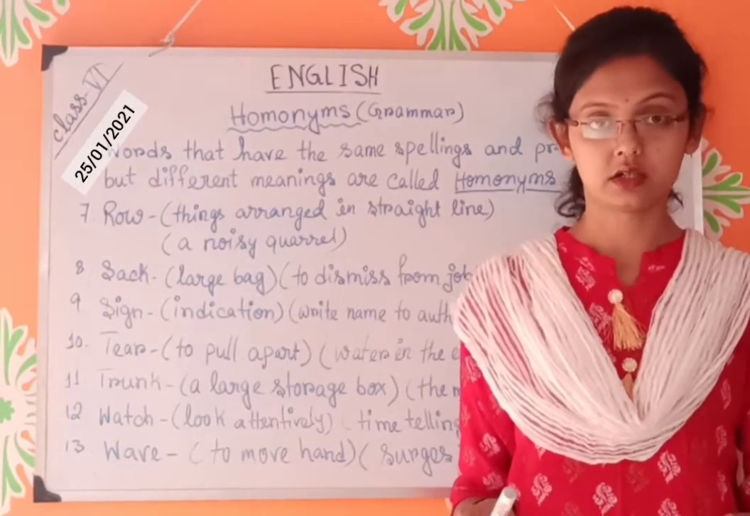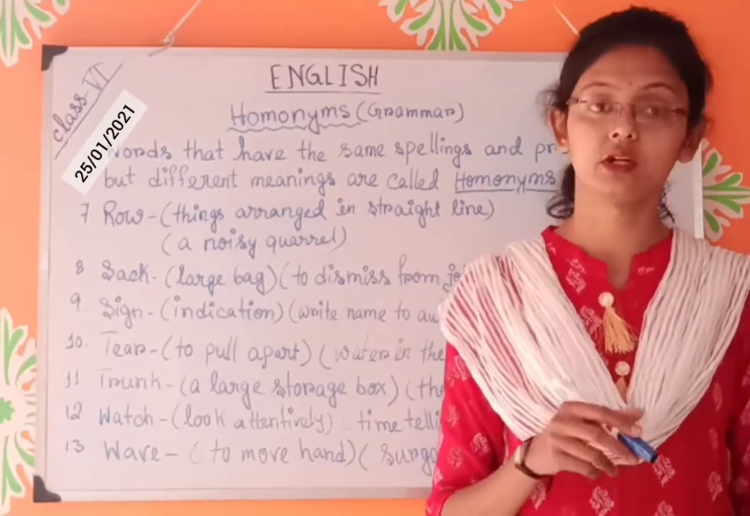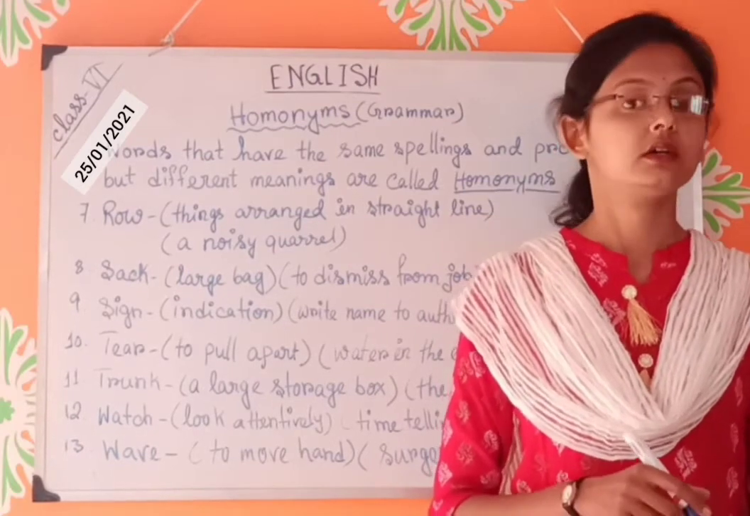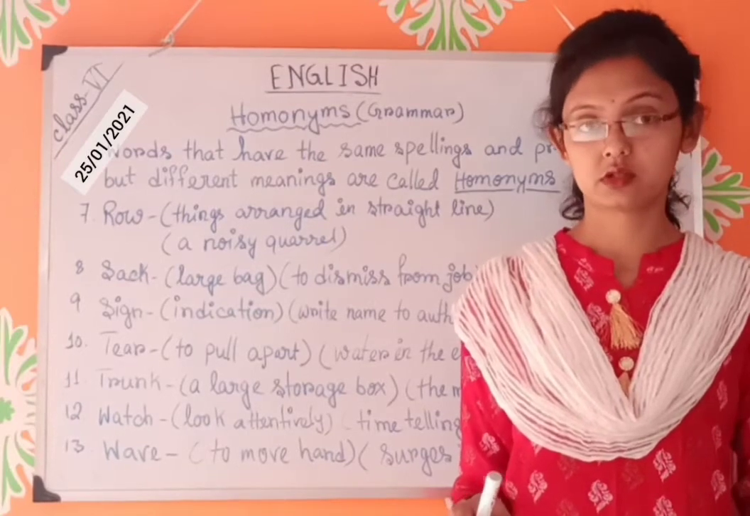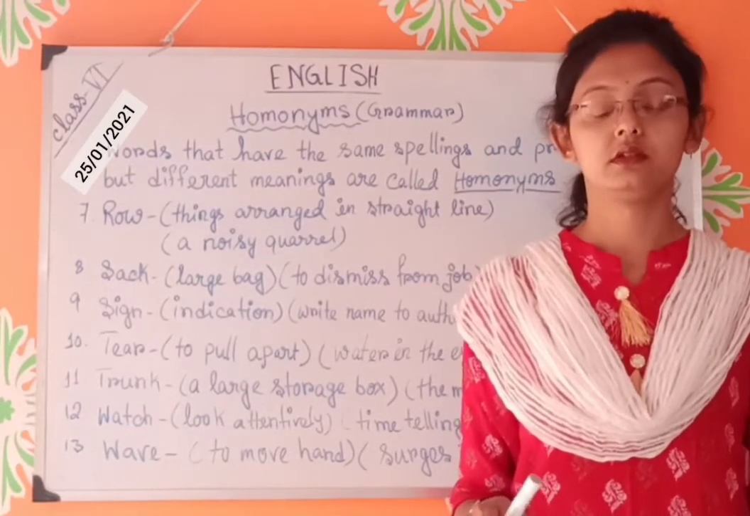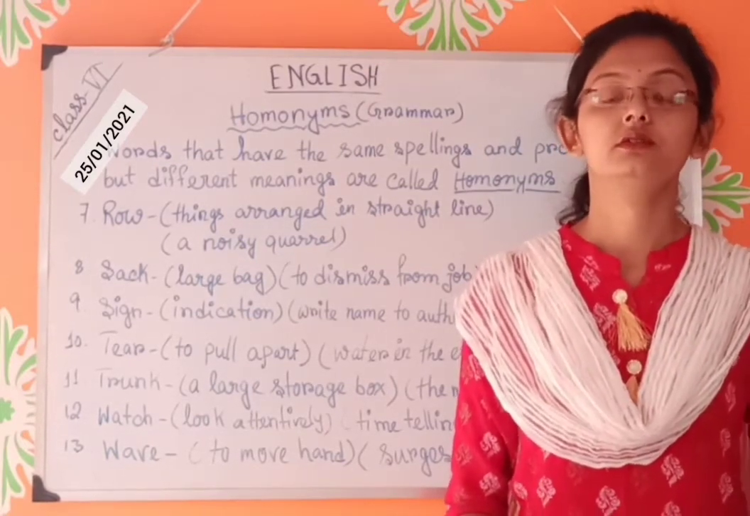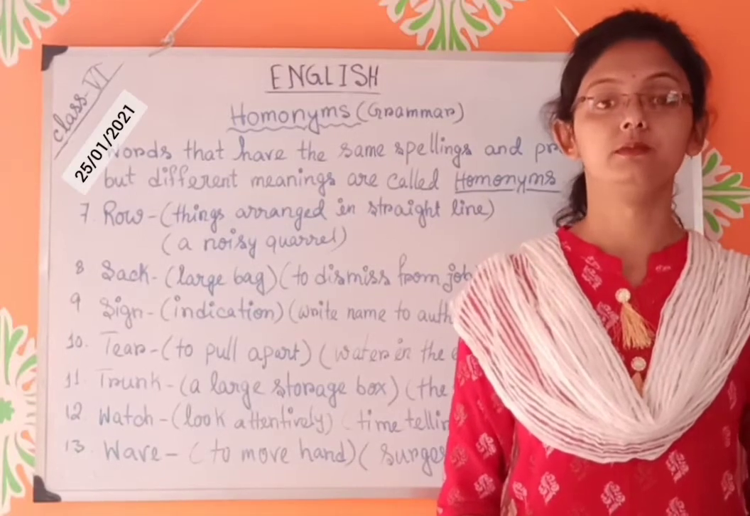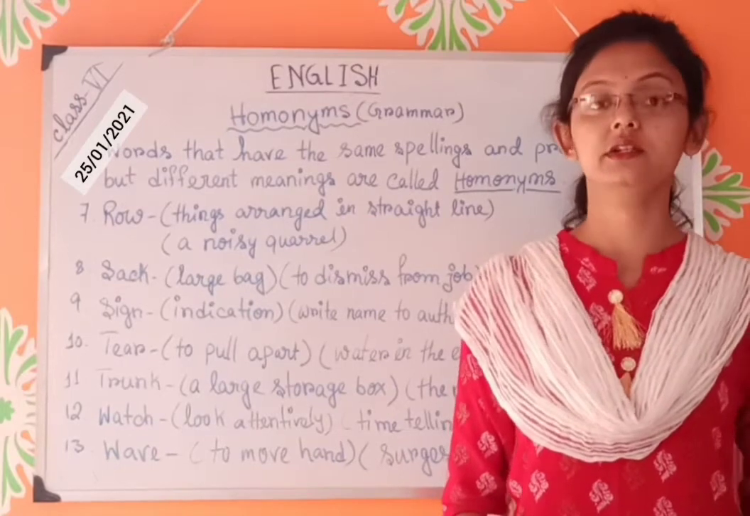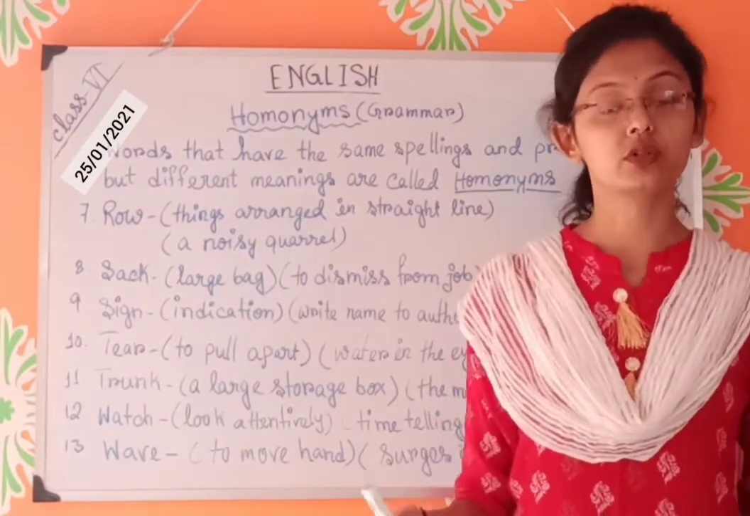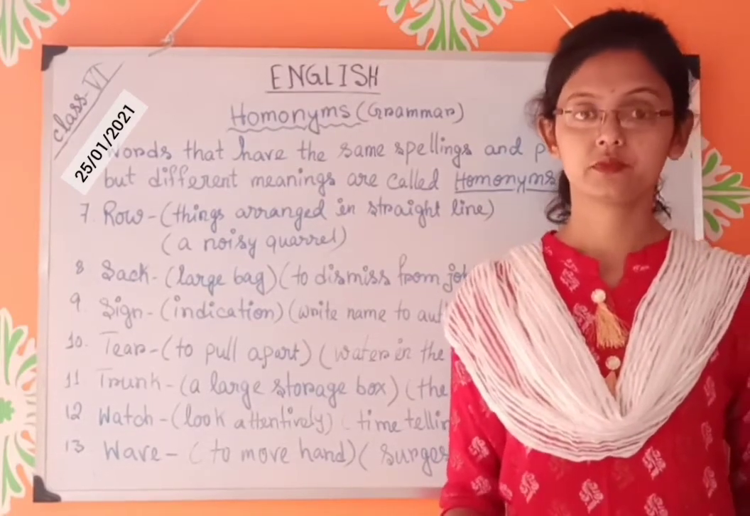Next is trunk. Both trunks are spelled the same and the pronunciation is also the same, but there are two meanings. The first one is a large storage box. I have placed all my books in these trunks. Sometimes we have large, heavy boxes in our houses that are called trunks, and sometimes we keep old books and old clothes which are not used in the trunks, right?